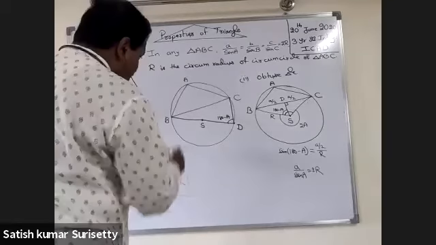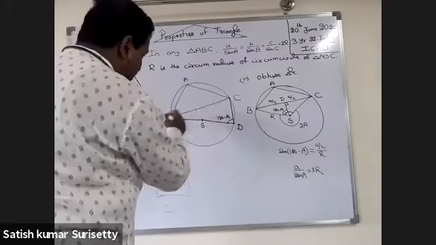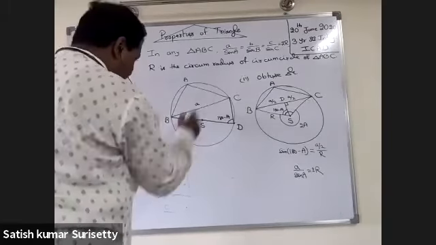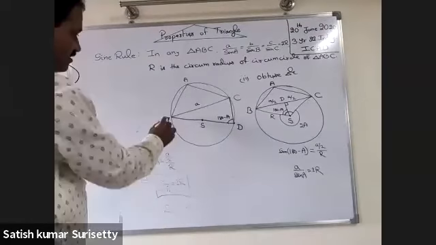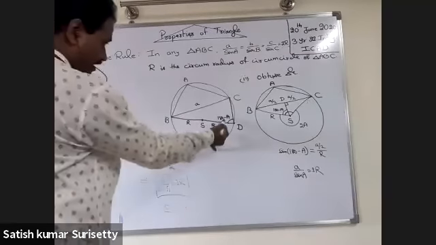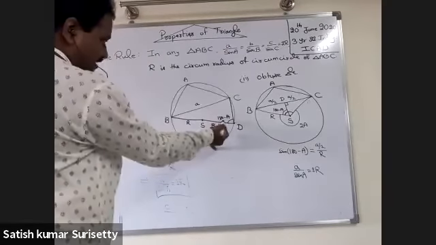Now, next, the length of BC will be what? Small a. And BD will be what? 2R. Now again apply in the same manner. In the triangle BCD, sine of 180 minus A equals a upon 2R.